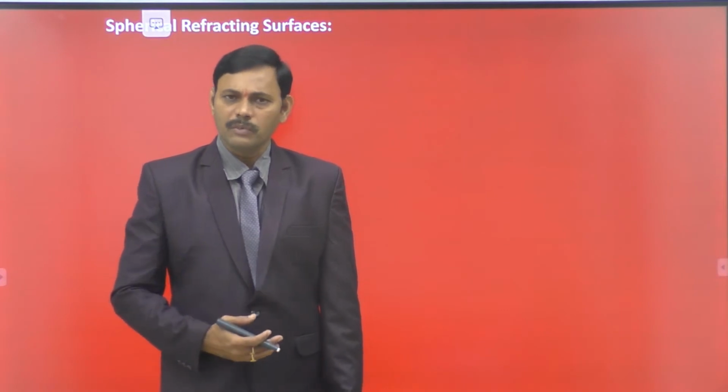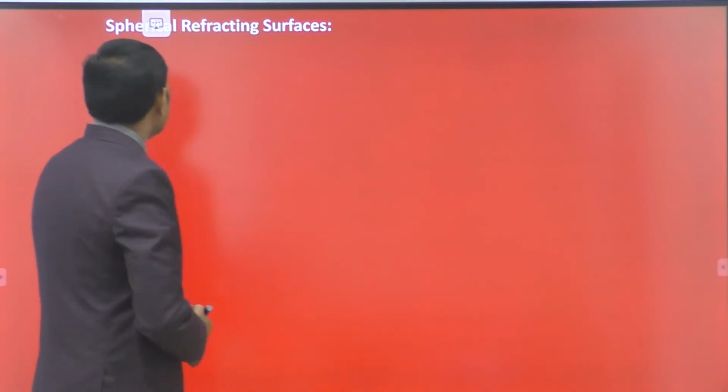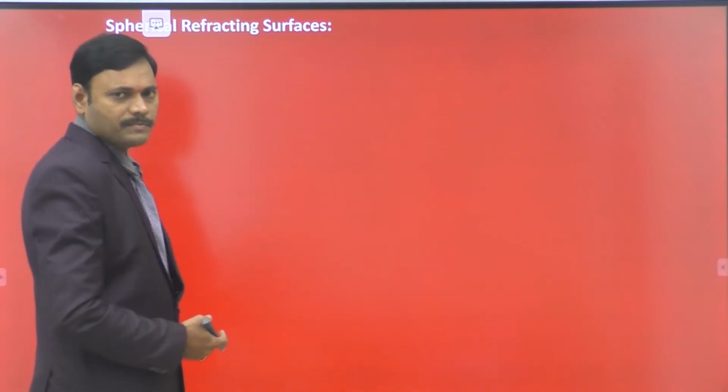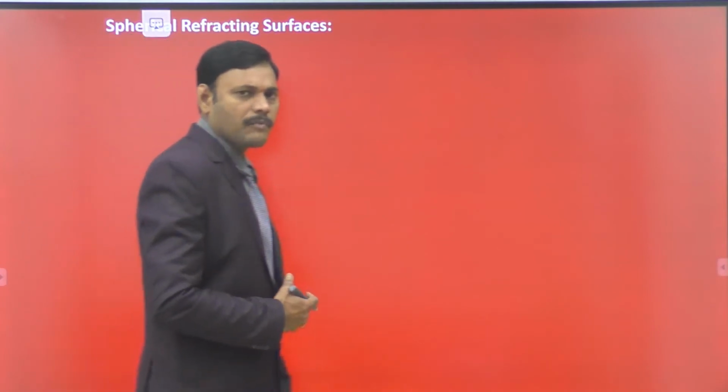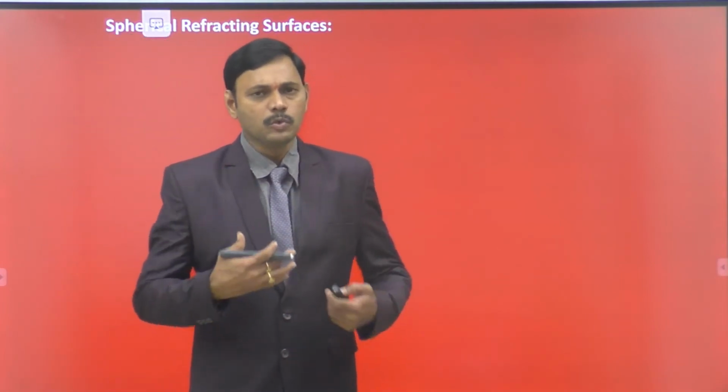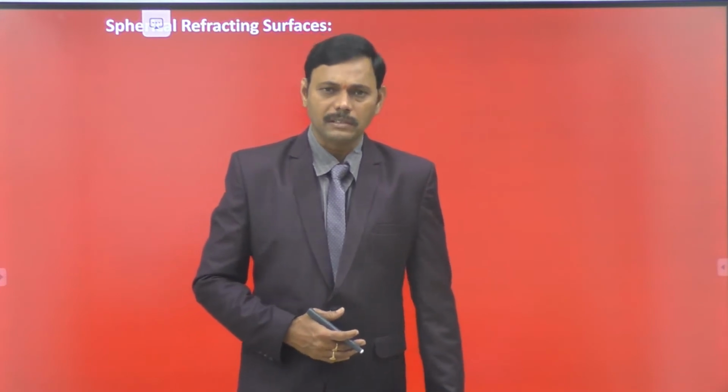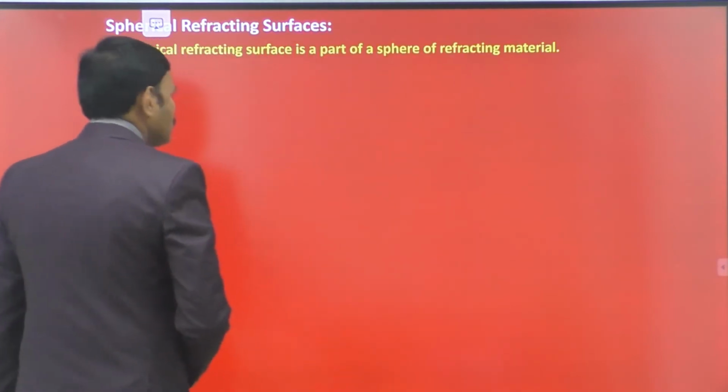Let us move on to the first concept, that is spherical refracting surfaces. What is meant by spherical refracting surfaces? What are the two major categories of spherical refracting surfaces? So this is the definition.